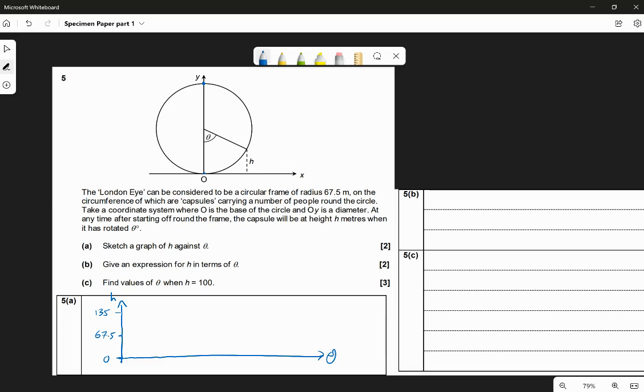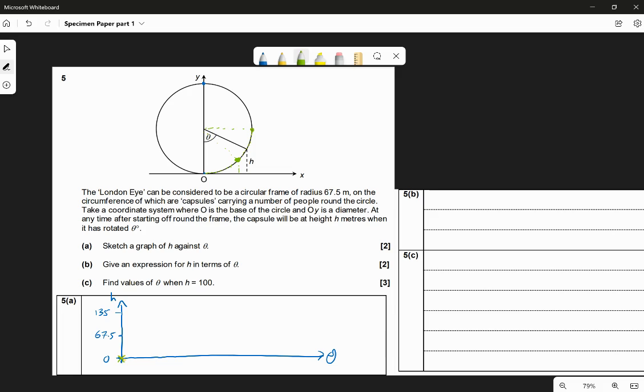Now, at the very start, when theta is 0, the height of the capsule is 0. So I know I start off on the x-axis. I'm going to do this in green so it comes up a little bit more. As theta increases, my height starts to increase slowly. So as I get to, say, 45 degrees, about there, the height of the capsule is pretty small, but it's getting there. As I reach 90 degrees, the height of my capsule is 67.5 meters, and the height is changing more quickly.